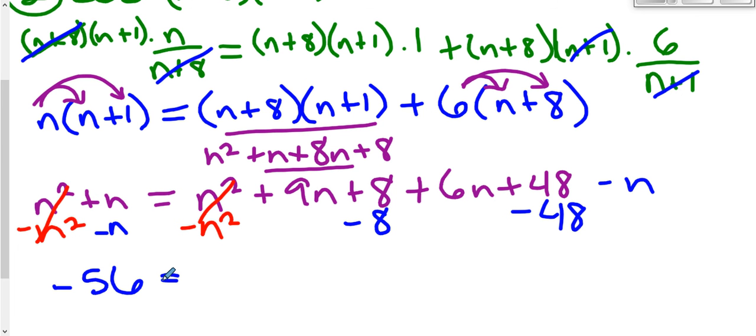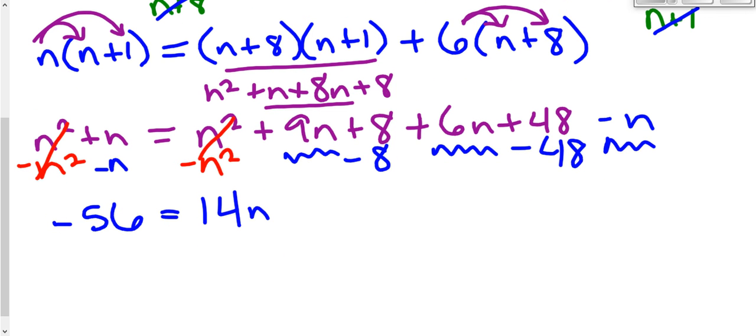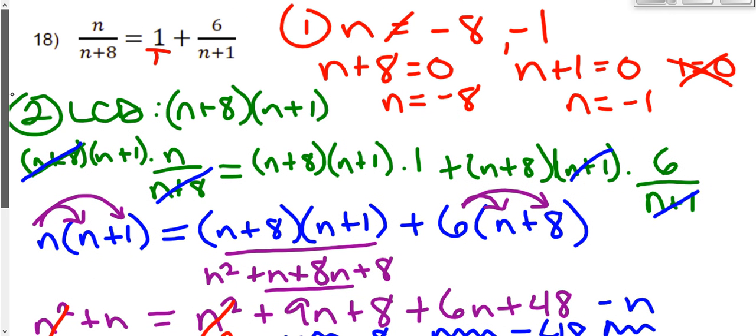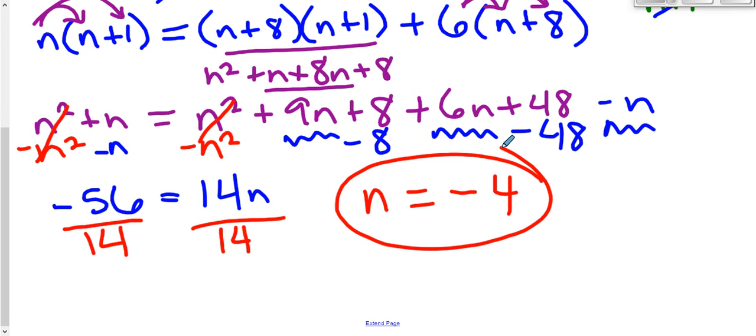On the right, my n squareds have gone, and all I have is 9n plus 6n, which is 15n, and then I subtract n, I get 14n. All I have to do now is get n completely alone. I just divide by 14 on both sides. 56 is divisible by 14. It is actually the number 4, so we get n equals negative 4. Now the n values that I said I can't use are negative 8 and negative 1, which means this negative 4 is totally fine. That's my final answer.